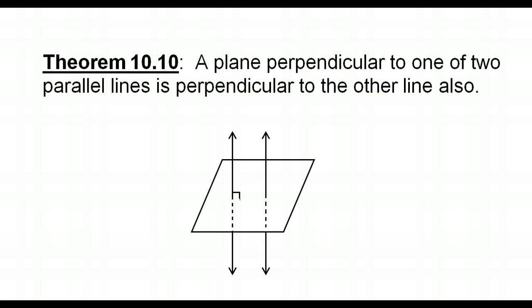Alright, here's a theorem that should make sense. A plane perpendicular to one of two parallel lines would also be perpendicular to the other one. So if this plane is perpendicular to this line and my lines are parallel, it must be perpendicular to this one as well.